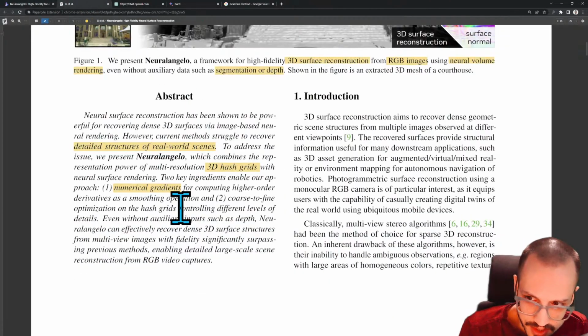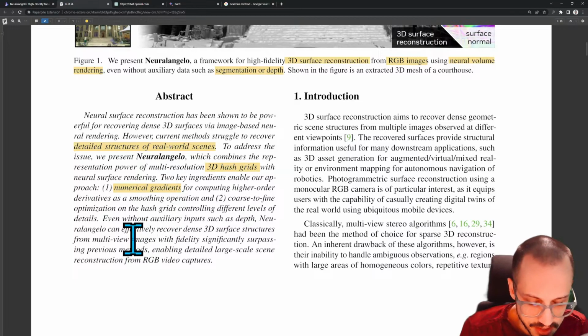So the TLDR is that numerical gradients are generally faster and easier to compute, especially if the function you're trying to take the partial derivative of is complicated, but they're also fundamentally inaccurate. So there's a trade-off there.